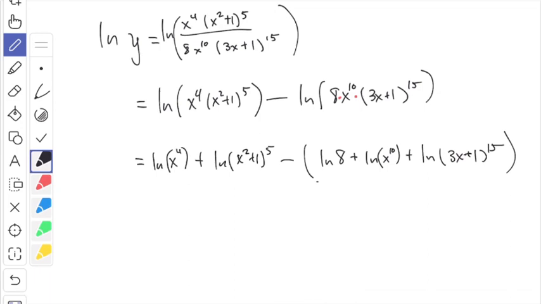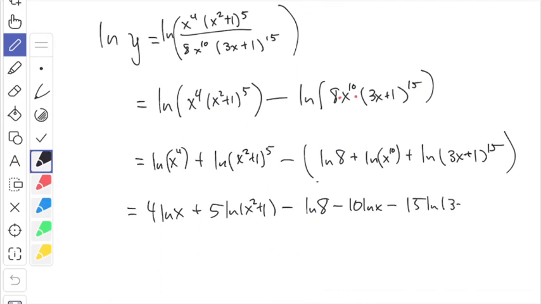All right, can we simplify any more? I think we can. What else can you do with these logs? Move the exponents into the front as coefficients. So this becomes 4 ln x plus 5 ln x squared plus 1 minus ln 8. You can't do anything with that. And then as I go, I'm going to distribute that minus sign. So next comes minus 10 ln x, and then minus 15 ln 3x plus 1. All right, this is as simple as this is going to get on the right-hand side. This equals ln y. This is a big one. All right, what do we do next?